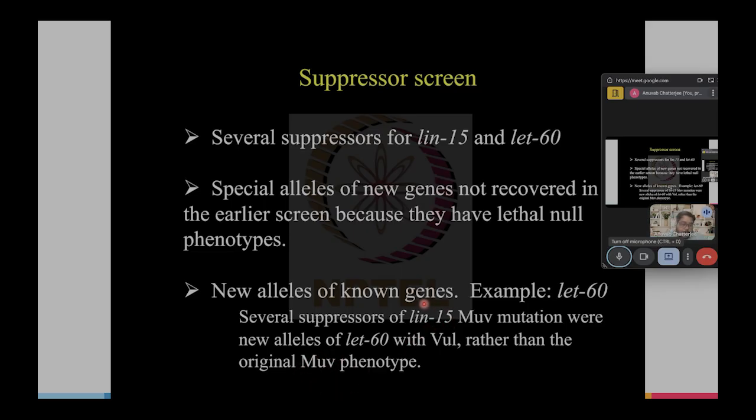So using this technique, people were able to figure out that lin15 actually interacts with the let60 gene. Since it was a partial mutation, and the genes were together in the same genome and able to suppress each other, that is when we were able to figure out that these two genes function together, and that let60 is not just lethal. Due to the lethal phenotype, you are not able to figure out what exactly its function is, but using the suppressor screen you can see that it plays a role in vulva development as well.